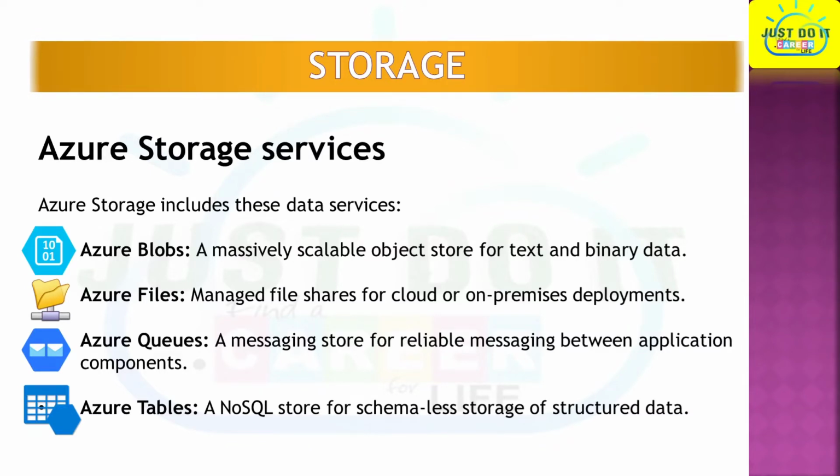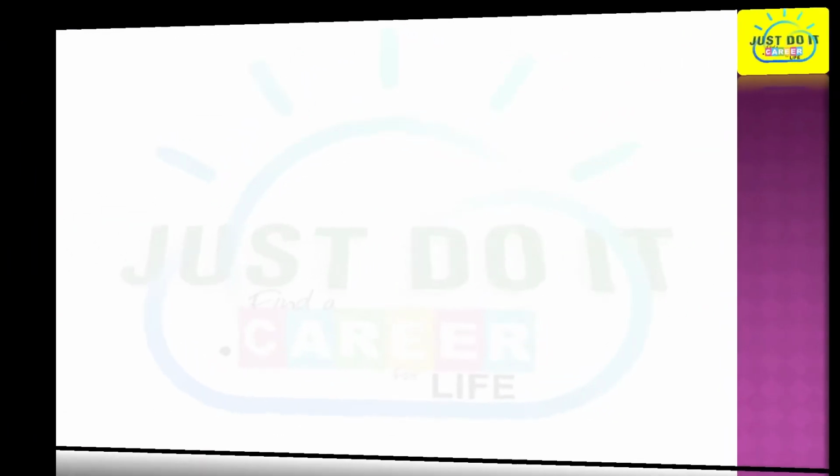So Azure Blob is a massively scalable object store for text and binary data, whereas Azure Files is a managed file share for cloud or on-premise deployment. Then Azure Queues are a messaging store for reliable messaging between application components. Then Azure Table is a NoSQL store for schema-less storage of structured data. Now let's move on and see what the main types of storage account are.